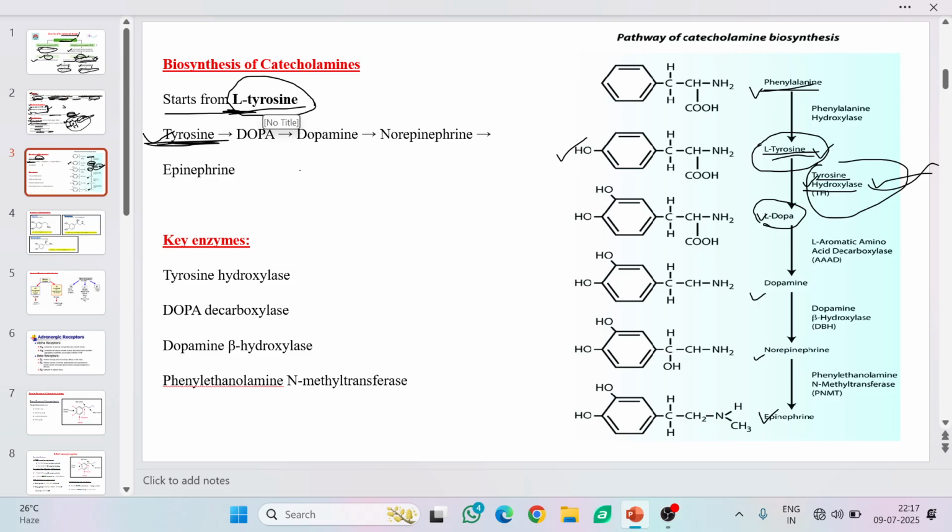After that, you can see from this diagram, firstly there is a conversion of phenylalanine into L-tyrosine. Then again this L-tyrosine is converted into levodopa. Then levodopa is converted into dopamine, then norepinephrine and epinephrine. So I will call it norepinephrine or noradrenaline, whatever it may be. You just understand both are the same, in case of epinephrine and adrenaline.